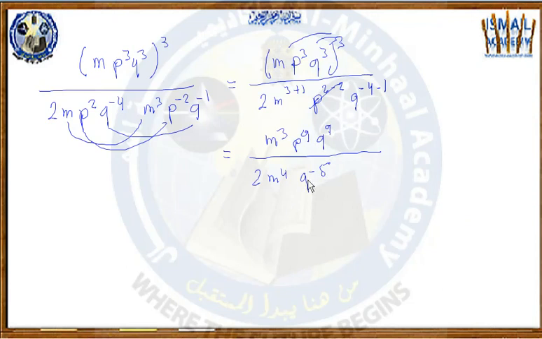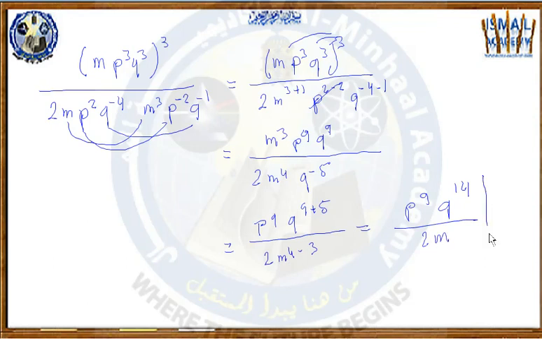Then again, I move the smallest to the biggest. So minus 5 is less than 0, and 3 is less than 4. So I will end up having p^9 q^(9+5). Then I will have 2m^(4-3). So I will have p^9 q^14 over 2m, and I'm done. Is that clear, guys? All right, let's move to number 17.